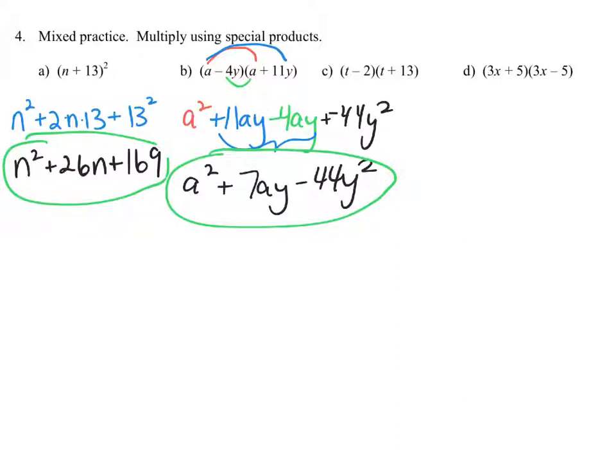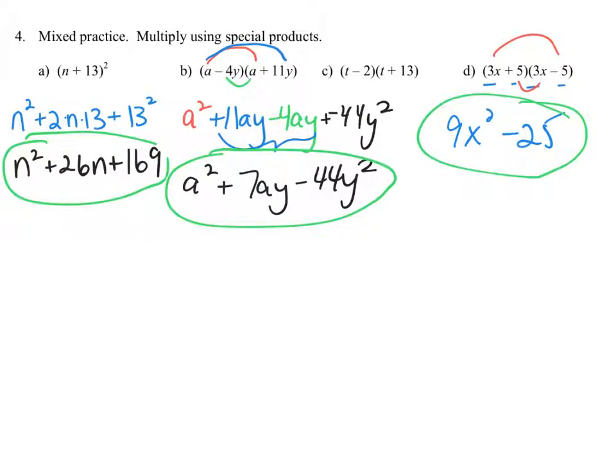Okay, in example D, we have the quantity 3x plus 5 times the quantity 3x minus 5. This is the sum and difference special product. So when you do this one, you multiply 3x times 3x and get 9x squared, and you multiply the plus 5 and the minus 5 to get negative 25. In this case, the outer and the inner will be opposites, and they will cancel each other out. So our final answer is 9x squared minus 25.